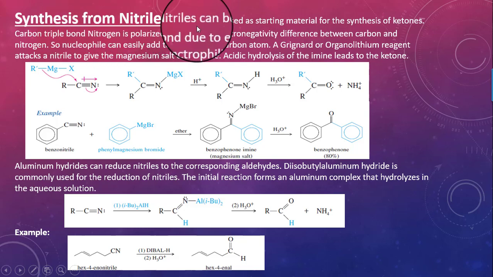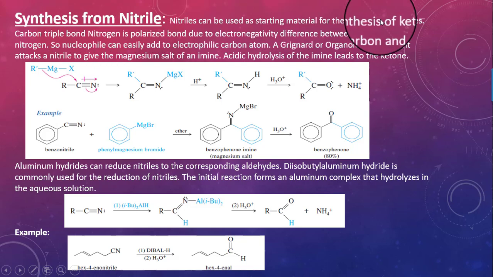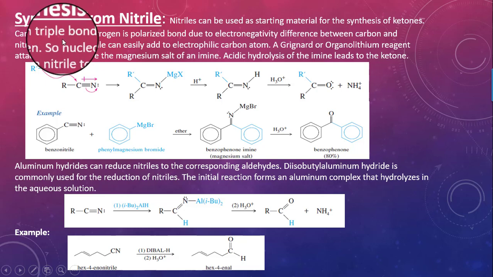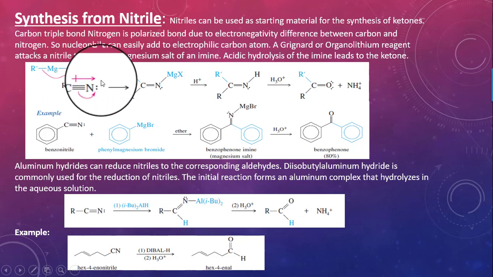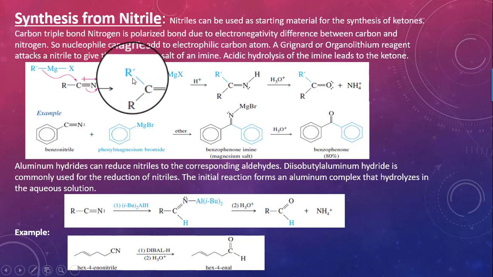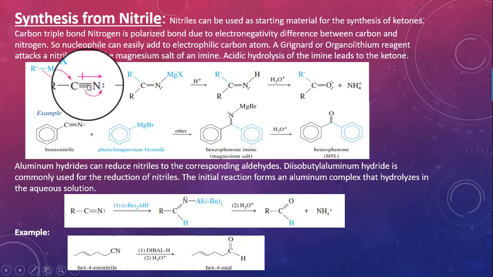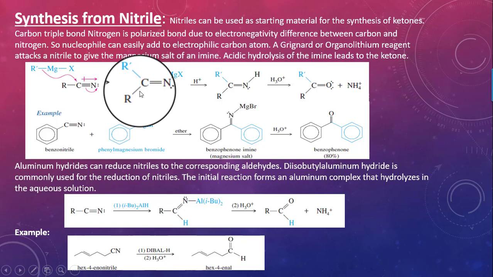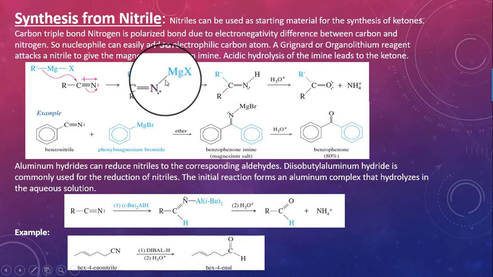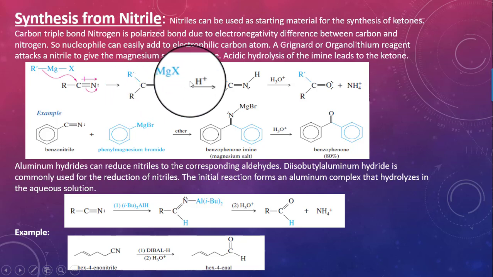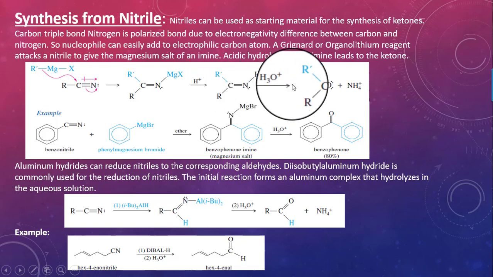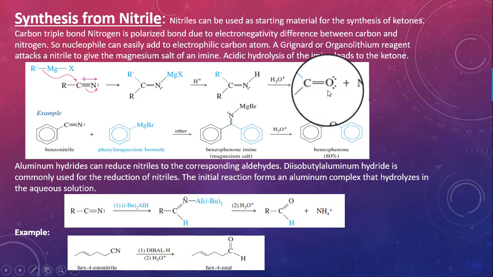Synthesis from nitrile. Nitrile can be used as a starting material for the synthesis of ketones. The carbon-nitrogen triple bond is a polarized bond due to the electronegativity difference between carbon and nitrogen. So a nucleophile can easily attack the electrophilic carbon atom of the nitrile group. And this leads to the formation of the magnesium salt of an imine, which on acidic hydrolysis leads to the formation of ketone.